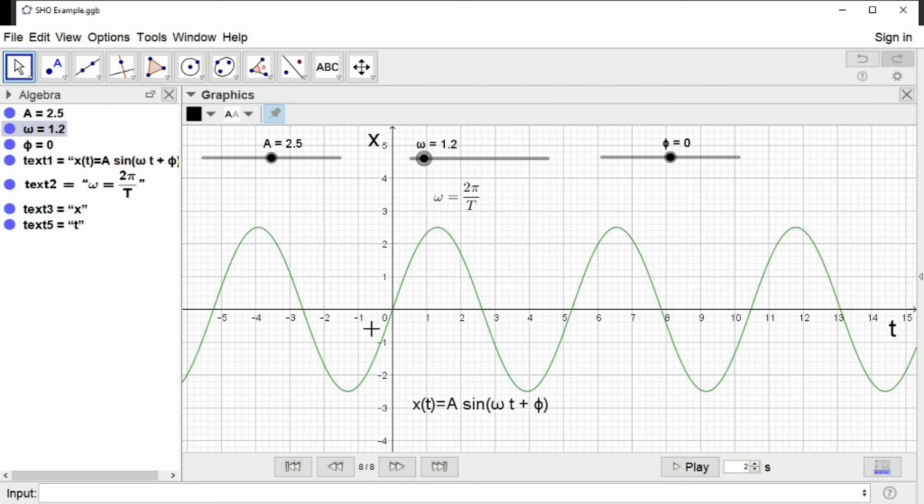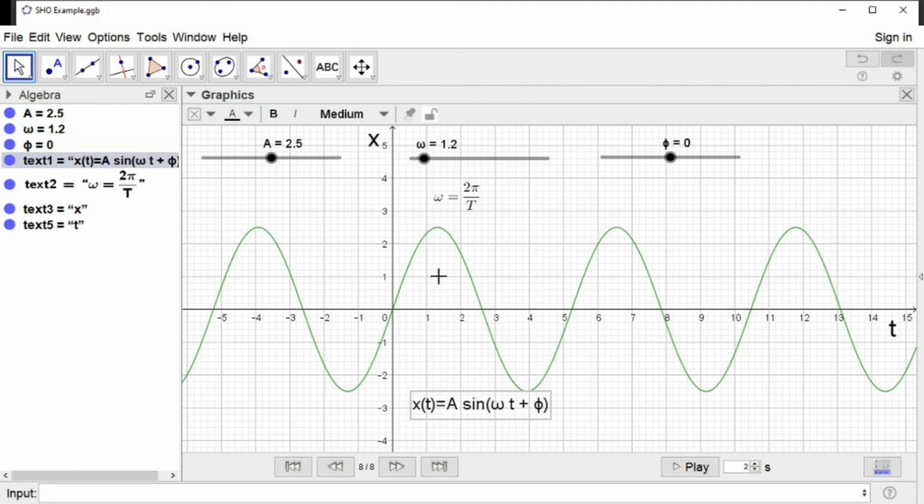And so you can see this looks like a sine function. If you notice over here on the right, this variable phi is set to 0, and so the graph is just a sine of omega t, where omega and a are given and t is just allowed to vary. And so I get a sine function.